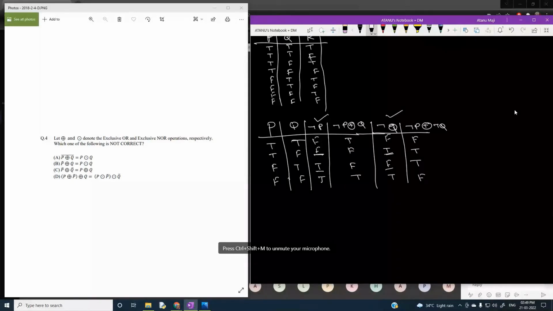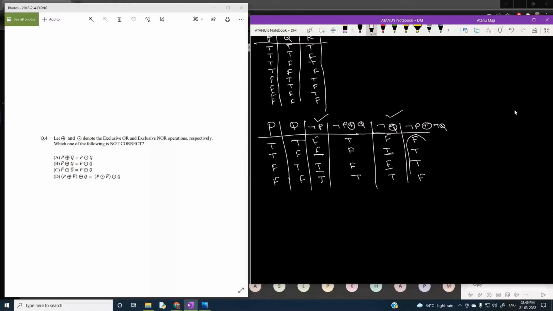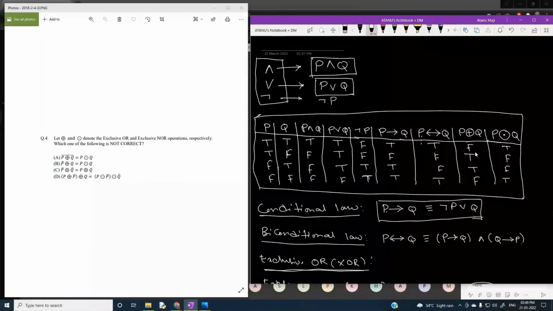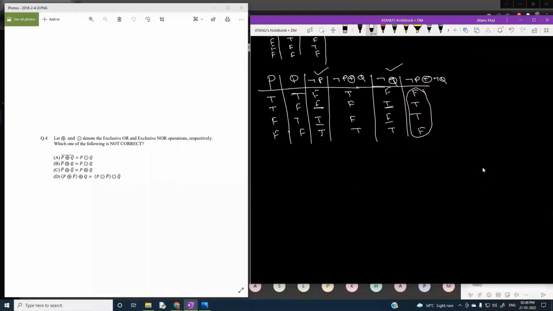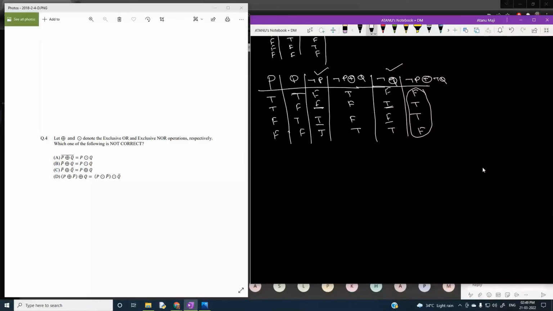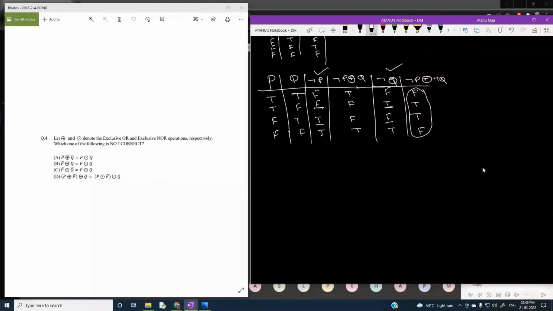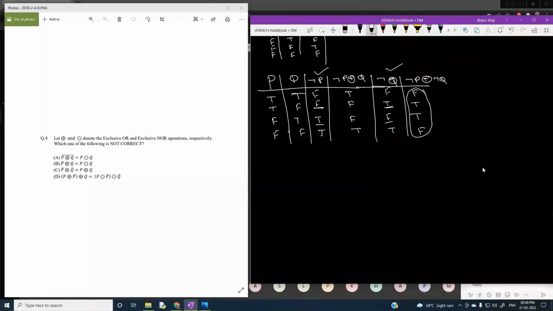And you can see this result column; you have already got this whenever you make the truth table for exclusive OR. Look here, the truth table of exclusive OR has the same output, FTTF. Here also you are getting FTTF. So option C is also correct. Since the first three options are correct, you don't have to make the truth table for the last option. You can directly write the answer. You can choose the option that this is not correct.